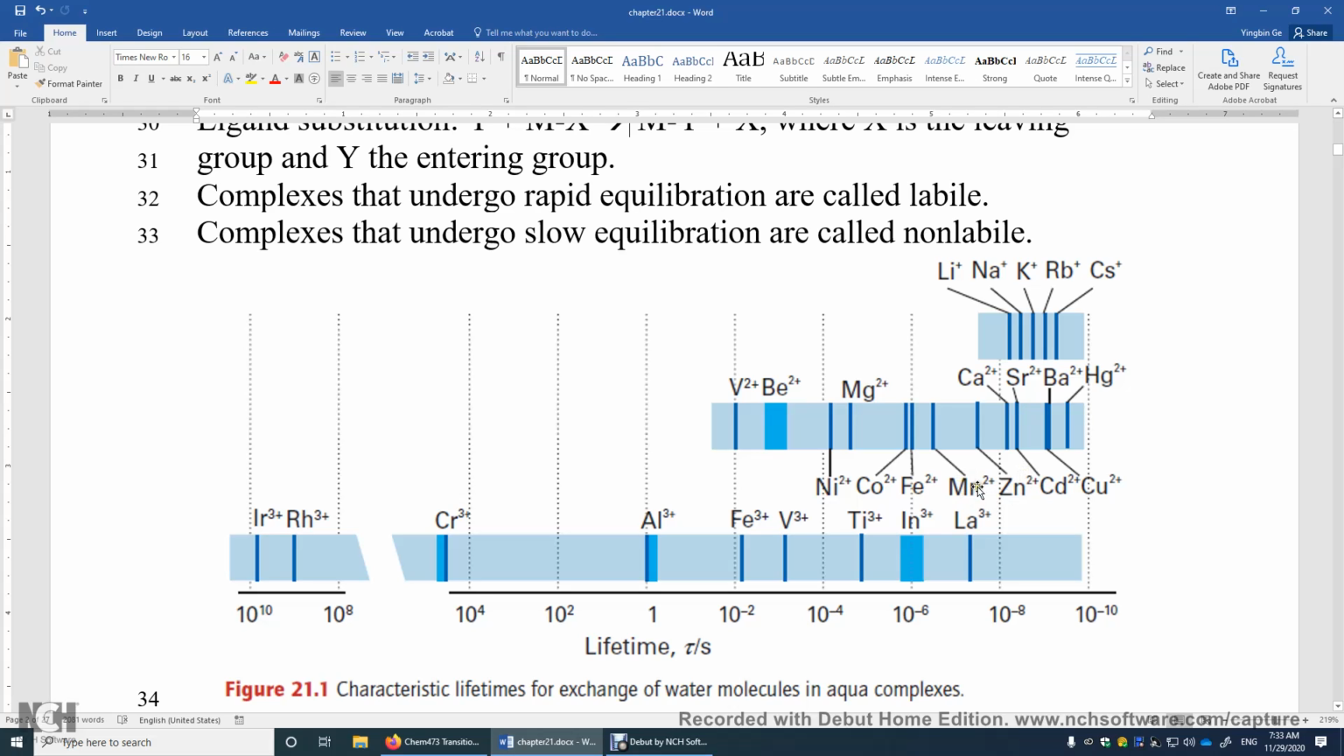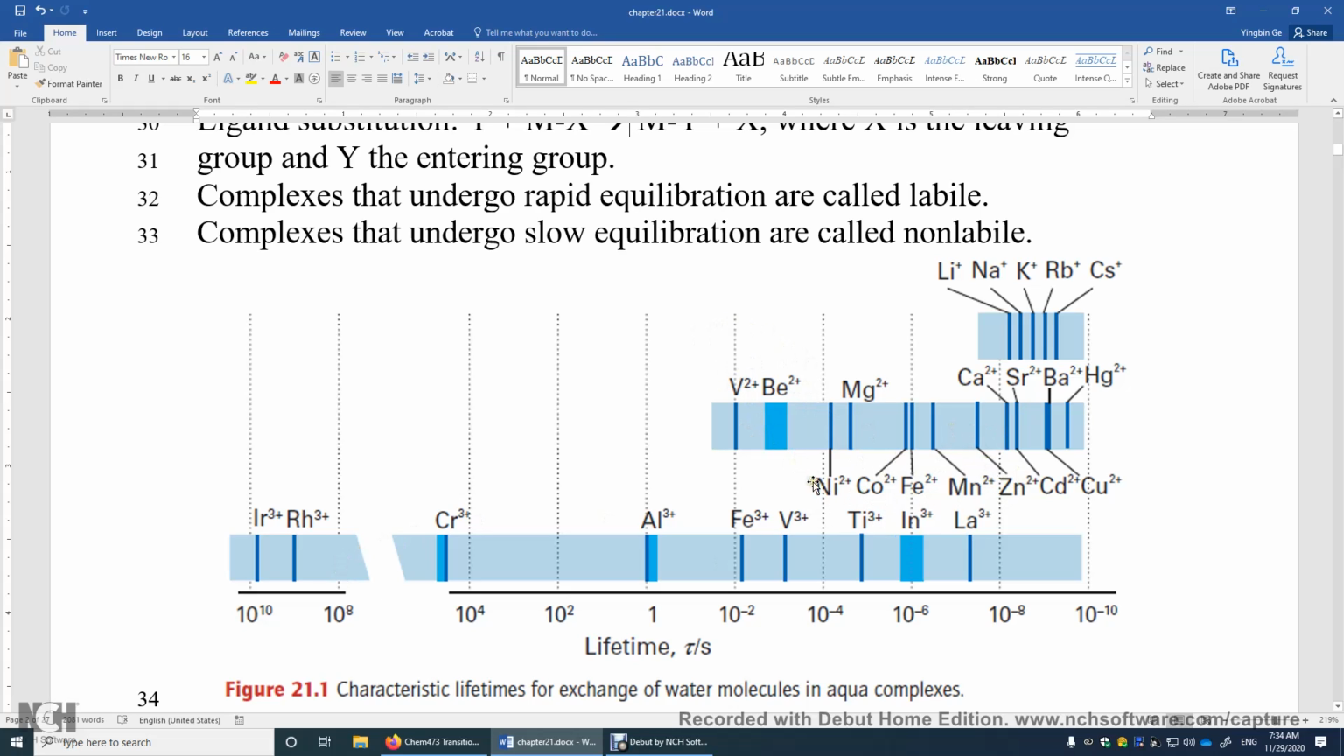Okay, now let's look at some other 3d transition metal ions. Let's look at this one: manganese 2+, iron 2+, cobalt 2+, nickel 2+, vanadium 2+. They are all 3d transition metal ions with 2+ charges. So I would say they are moderately labile. They are less labile, of course, than lithium+, sodium+, potassium+, and less labile than calcium 2+, strontium 2+. But they are more labile, at least, than some other transition metal ions.